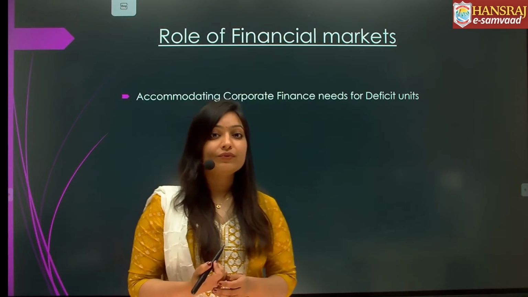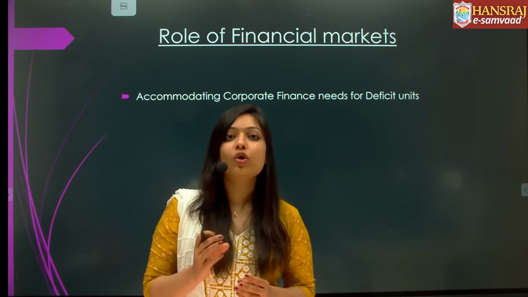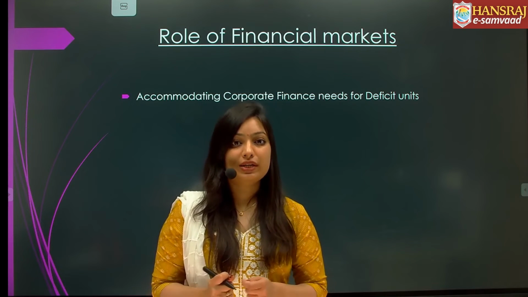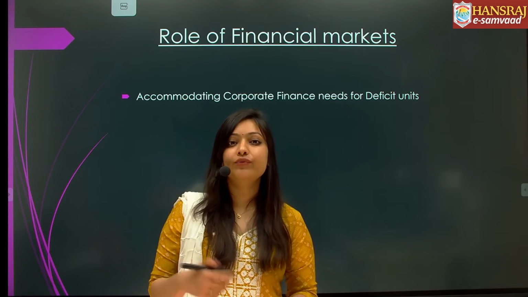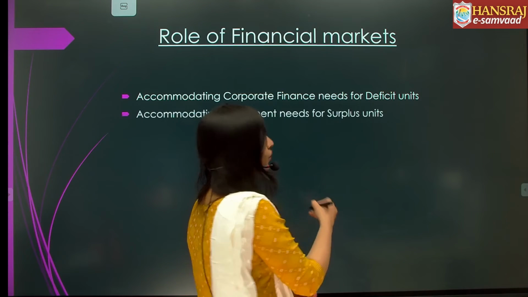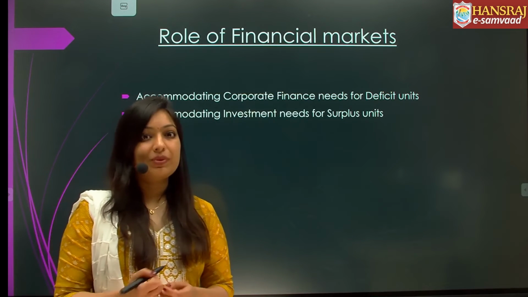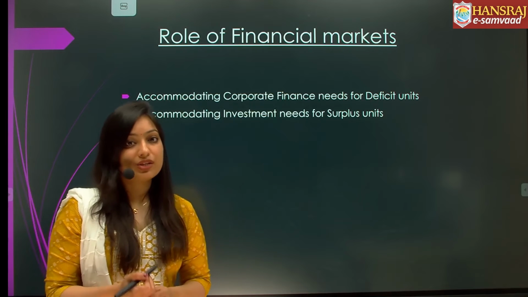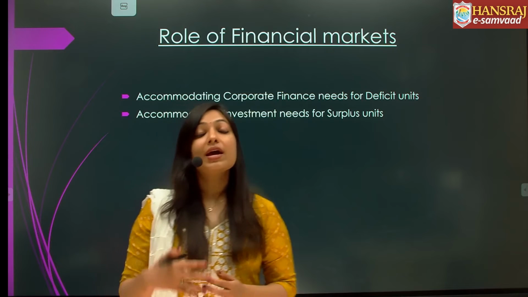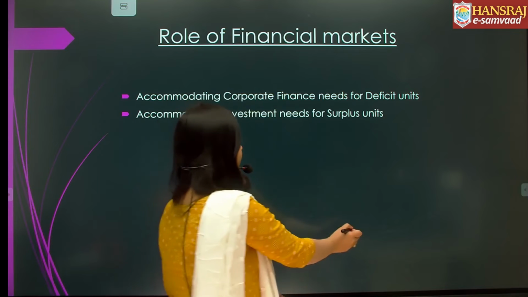So we can infer that the financial markets help in accommodating the corporate finance needs of the deficit units. Whatever needs they have related to financing, these needs are accommodated by the financial markets. Also, it helps surplus units in accommodating their investment needs. A financial market advises surplus units in which securities they should invest, at what time they should invest, so that they can earn the maximum returns.